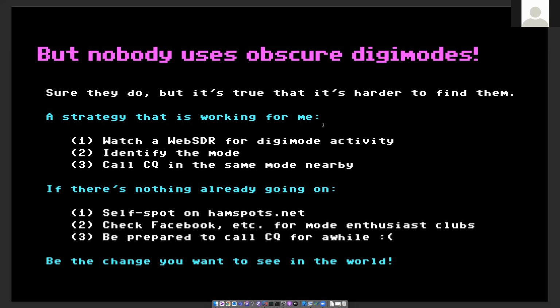And every once in a while, you get a group of people together. There are also some enthusiast groups. I'm a member of the Feldhell Club on Facebook, so you can see a lot of info about activity with the group there, or you can self-spot on sites like HamSpot. Ultimately, I personally would like to see a lot more conversational rag chewing use of these awesome digital modes. With that, that's all I have prepared.